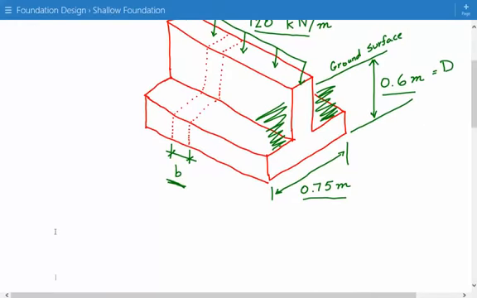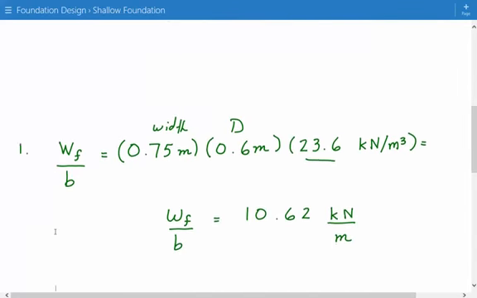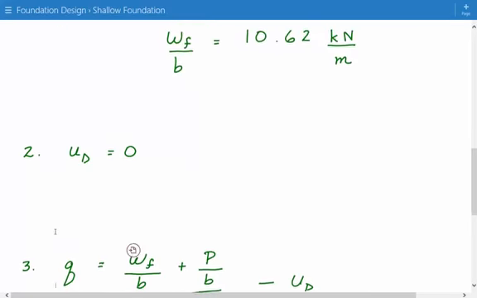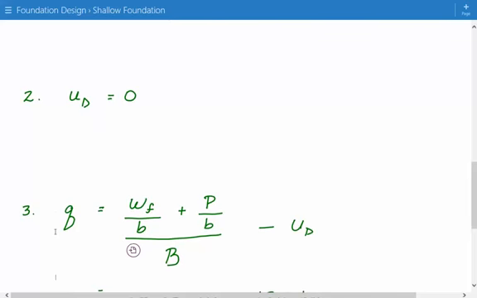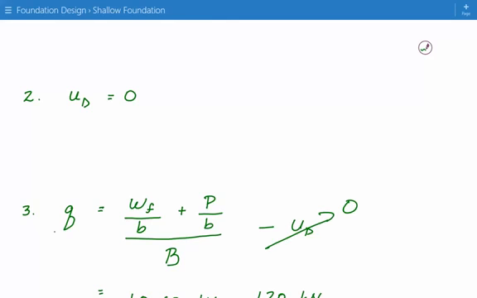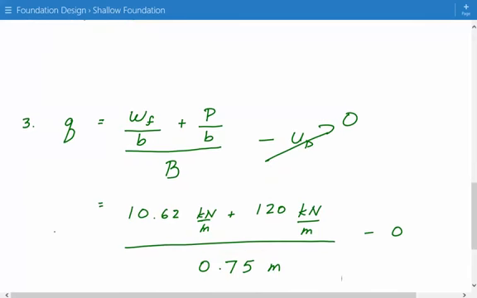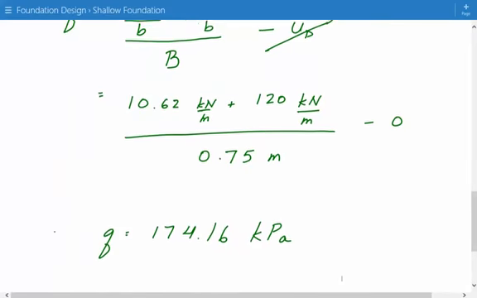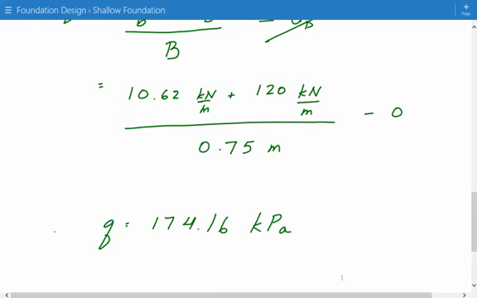So once we know that the pore water pressure is 0, now we can just go ahead and calculate the bearing pressure. And this is going to be equal to the weight of the foundation per unit length plus the applied vertical loading per unit length divided by the width, and then minus the pore water pressure, which in this case is just 0. So 10.62 kilonewtons per meter plus 120 kilonewtons per meter divided by 0.75 meters, the width. So this gives us 174.16 kilopascals. And this is the end of this example.